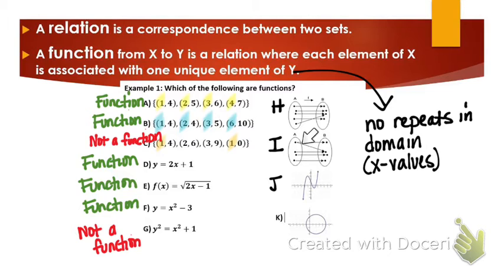But if you look at I, notice this here, those 2 arrows coming off that element. 2 coming off one element means that that ordered pair is sharing the X value with 2 different Y values. So this would be a no. That's not a function. This one is yes, this is a function.